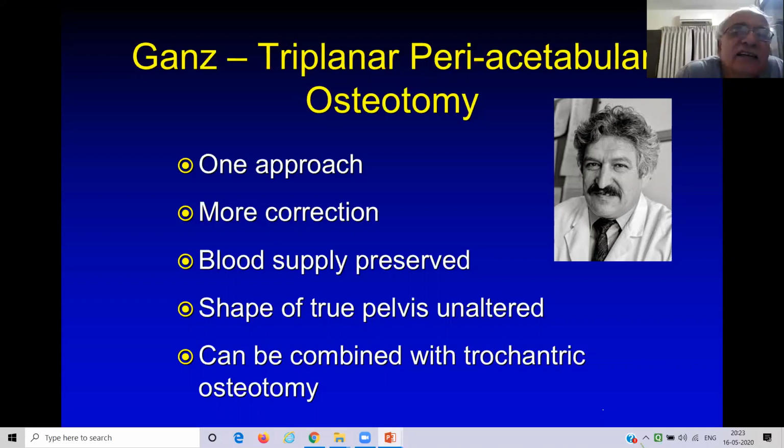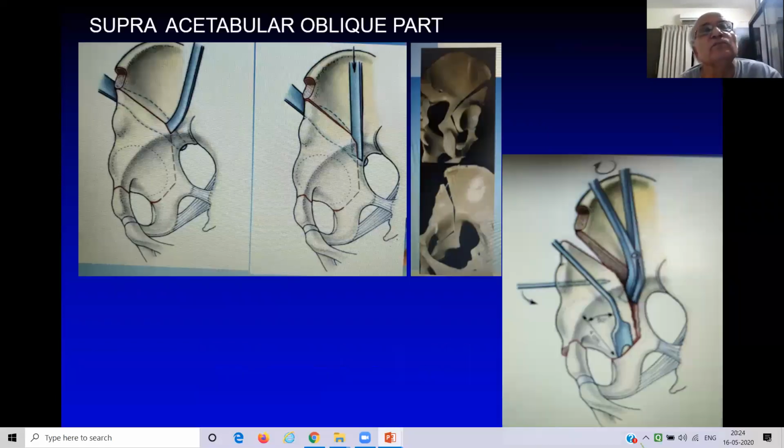So Ganz did a single approach, more correction, blood supply preserved, shape of the true acetabulum unaltered, and it can be combined with trochanteric osteotomy if required. So what he did is a supra-acetabular oblique osteotomy. He did it higher than the Salter and all that. This anterior inferior spine, he went slightly on the higher side.